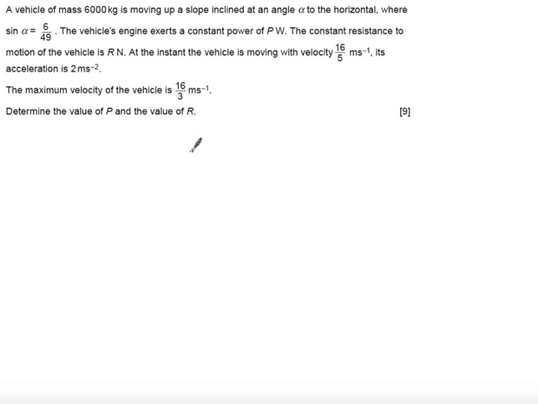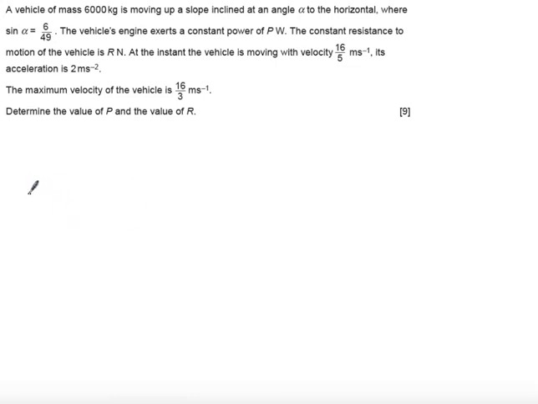At the instant the vehicle is moving with velocity 16/5 meters a second, its acceleration is 2 meters a second squared. The maximum velocity of the vehicle is 16 meters per second, and we are asked to determine the value of P and the value of R.